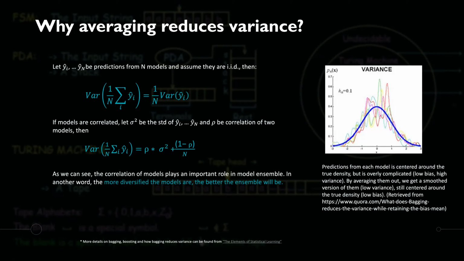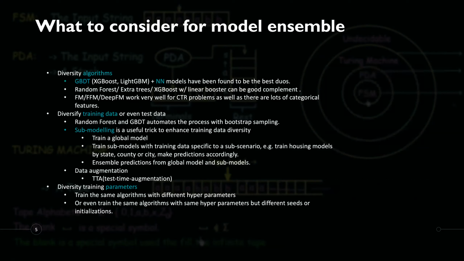To simplify the statement, we would like to train the models in a way that they have the biggest diversity. In that way, we can effectively reduce the variance of the multiple models. I'll explain more in time, so we can take a closer look at it. What does that mean exactly?